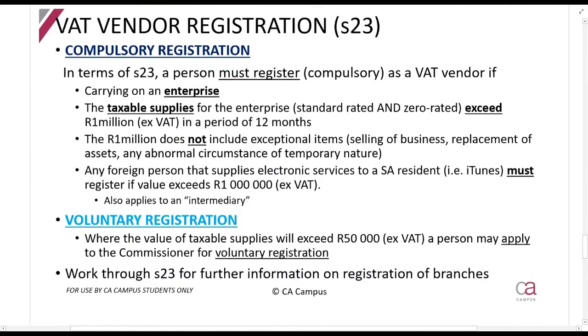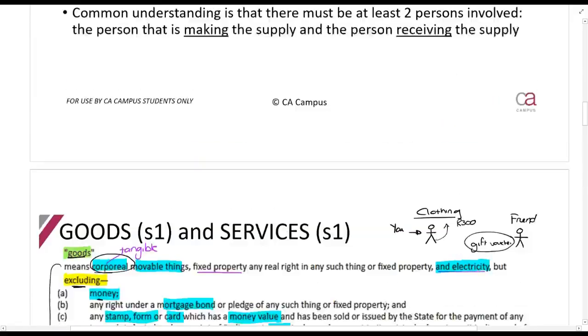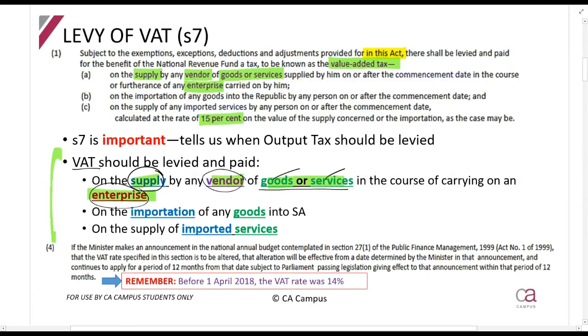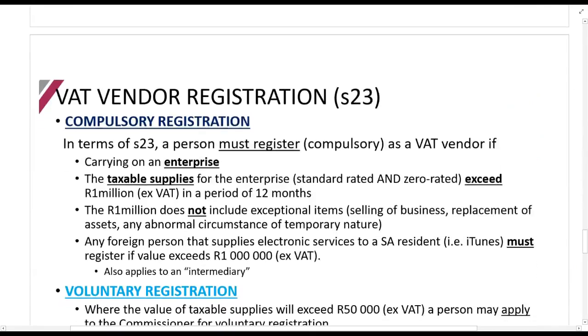Okay, now, just taking us back up to section 7. Section 7, we said you will have to raise output tax if there's a supply by a vendor, goods or services in the furtherance of an enterprise. We've done supply, we've done goods, we've done services, we've done enterprise. So now we can look at when are you a registered vendor? When should you be a registered vendor?